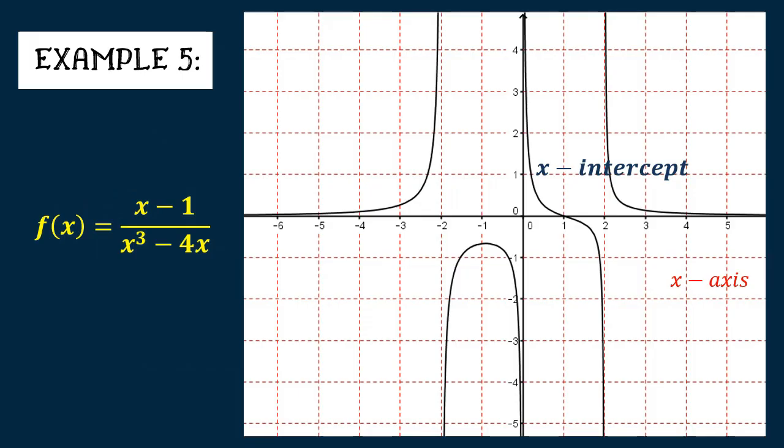If you will try to graph the given function, the x-intercept is located here, which is x = 1. So this is the point of intersection where the graph touches or intersects the x-axis.